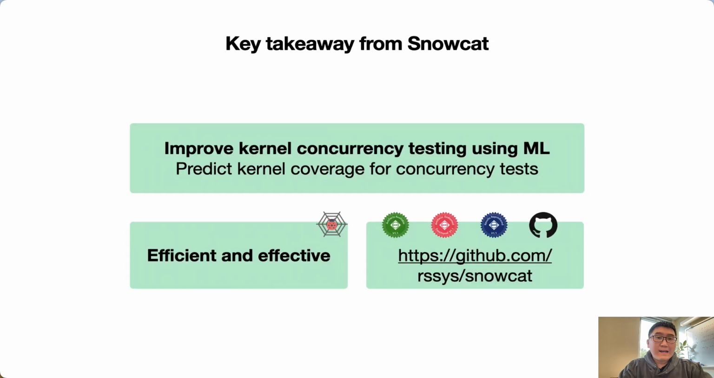To sum up, Snowcat uses machine learning to improve kernel concurrency testing. Specifically, it trains a machine learning model to predict the kernel coverage for concurrency tests. Our evaluation shows that the efficiency and effectiveness of testing can be improved with ML, and its artifact is released and evaluated. Thank you very much.